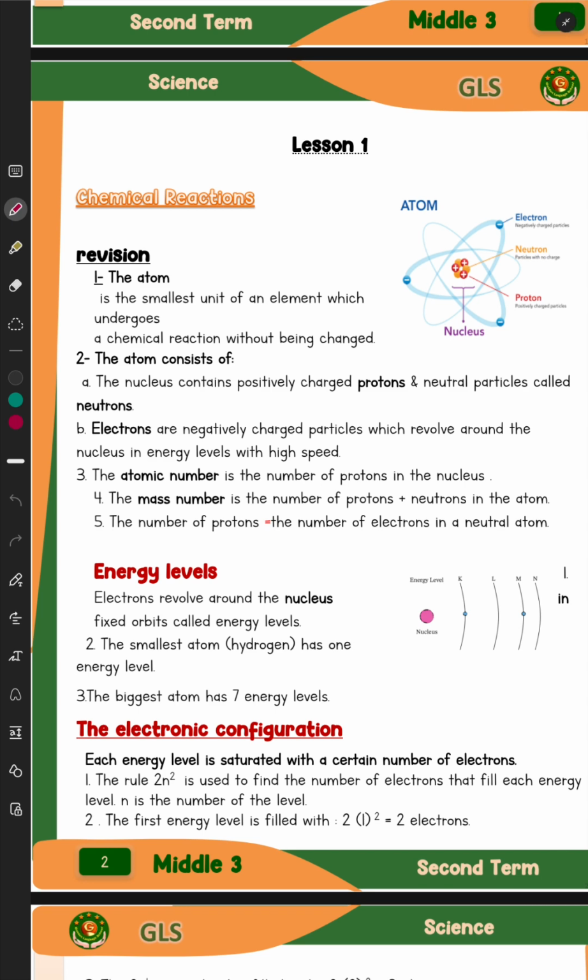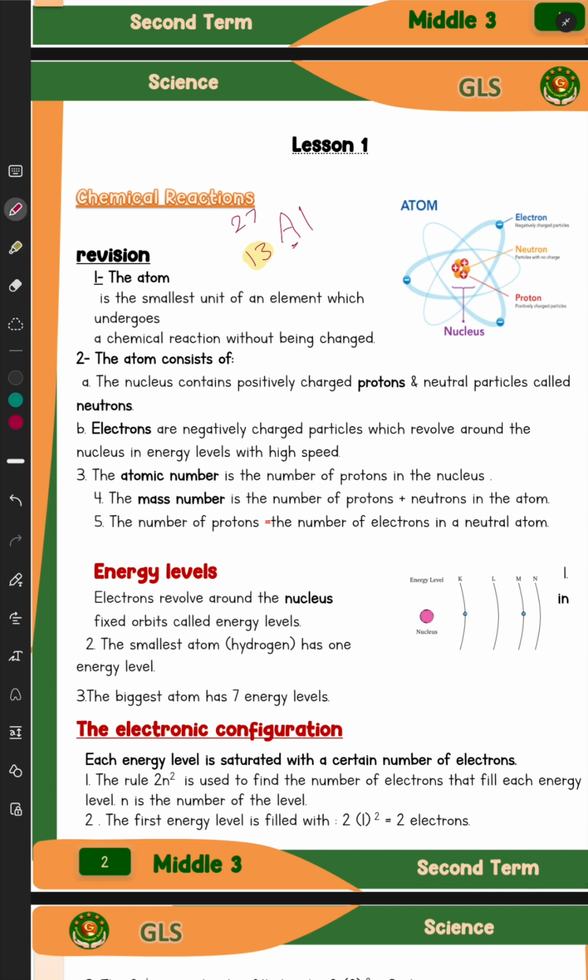For example, if we have aluminum Al 13 27. What about this number? Okay, Al means aluminum. The first letter is capital and the second letter is small. And we also have two numbers. The first number, 13, is called the atomic number.